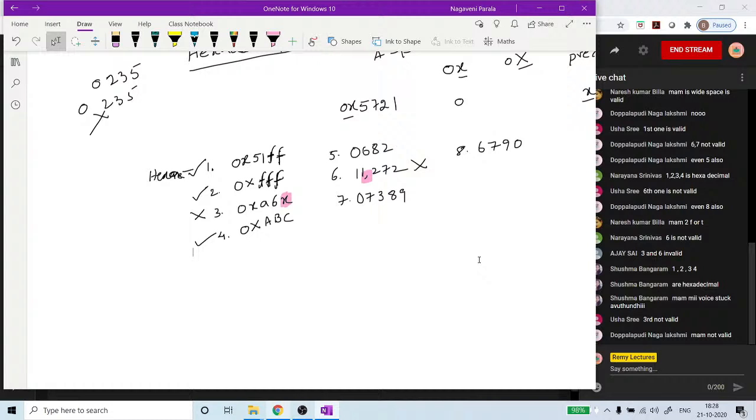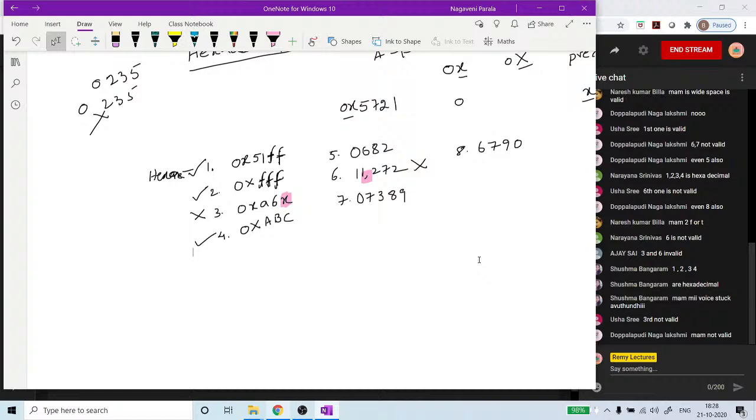Five, six, seven are not valid. Five is not valid, six is not valid, seven is not valid. What about eight? I do agree that 5 is not valid, 6 is already discussed and 7 is also not valid, and 8 is valid, I think. 0 is there, it is not preceded with 0, so it is definitely a decimal number. Decimal means 0 to 9 should be there. So 6, 7, 9 and 0 are valid characters. So 8 is valid. So what about 5?